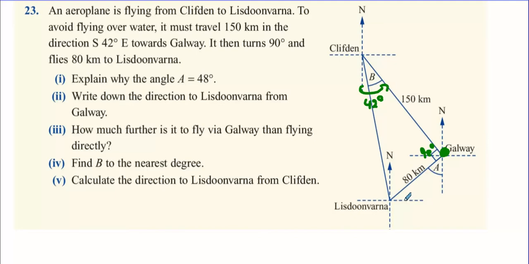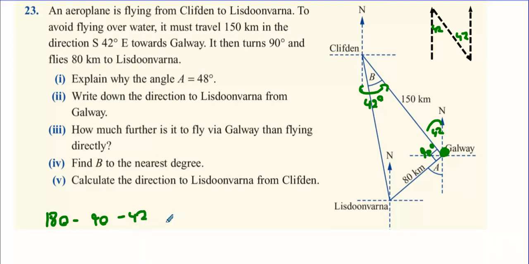Okay, well, what happens here is, guys, we're going to use alternate angles again. So remember the N I was talking about? So if this is 42, then this one's 42. So this one right here is 42. And then it's going to be 180, take away 90, take away 42, which is 48 degrees.